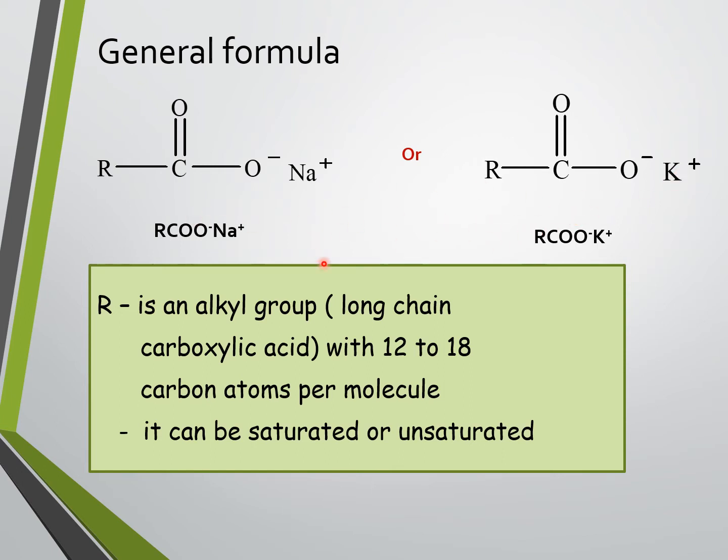We have two types. R is an alkyl group, a long chain carboxylic acid within 12 to 18 carbon atoms per molecule. So it can be saturated or unsaturated. This is determined by the double bond in the R. If the molecule has a double bond, it will become unsaturated. If the double bond doesn't exist, it will become saturated.